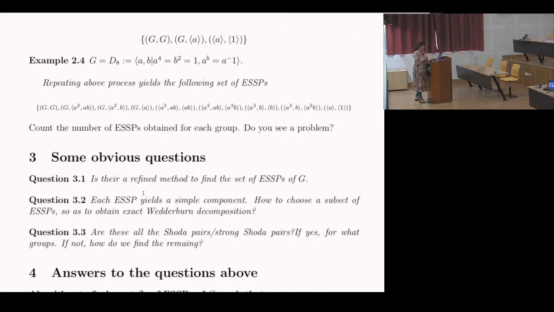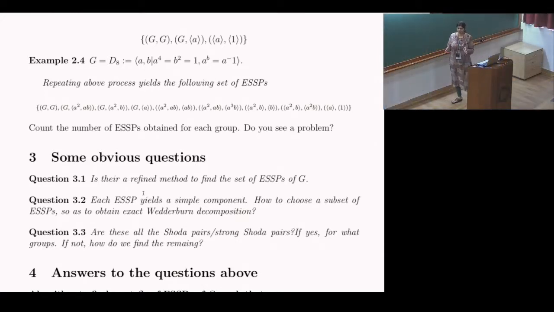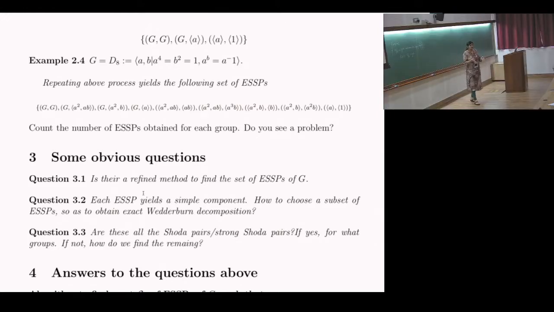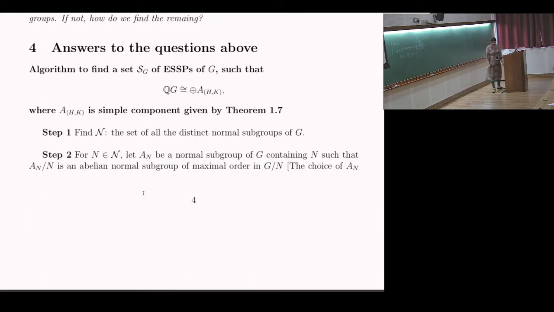And are these all Shoda pairs or strong Shoda pairs? Because we have put an additional condition, we might have lost some pairs which were Shoda pairs but not extremely strong Shoda pairs, and the same thing for the strong Shoda pairs. If yes, then for what groups? And if not, then how do we find the remaining ones, or what are the conditions? These are the obvious questions that we have at this stage. Let's see which of these can be answered. So there is an algorithm to find a complete irredundant set of extremely strong Shoda pairs of G. By irredundant, I mean no two of them are going to give you the same simple component.